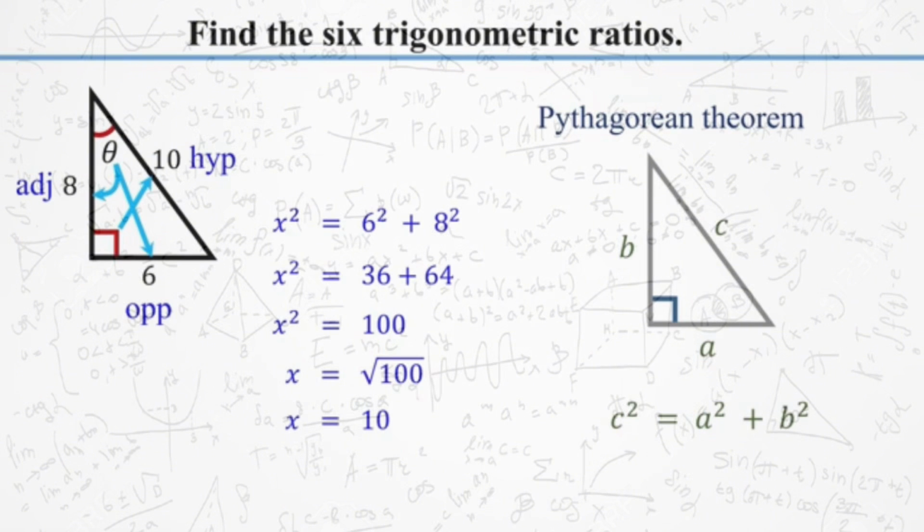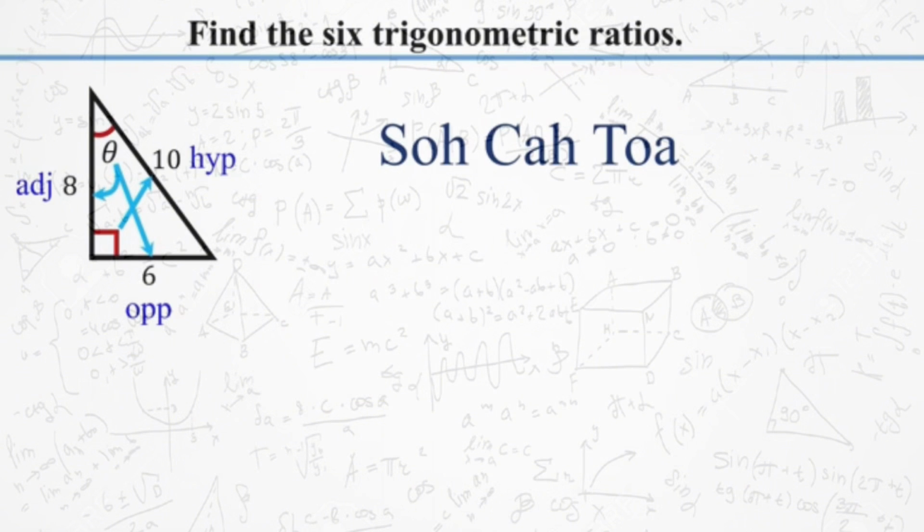Please note that in our equation, it would be plus or minus the square root of 100. However, since we are dealing with lengths, here we only consider the positive value, as length cannot be negative. Therefore, the length of the hypotenuse is 10. Now, use SOHCAHTOA to find the trigonometric ratios.